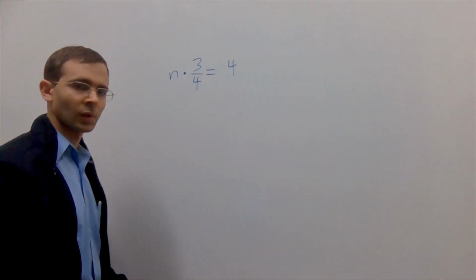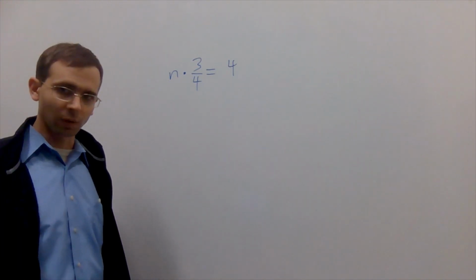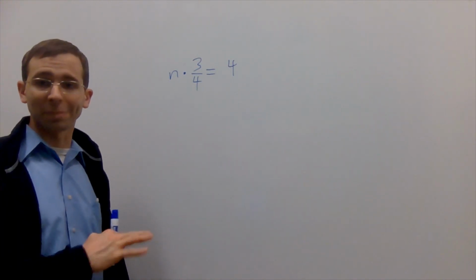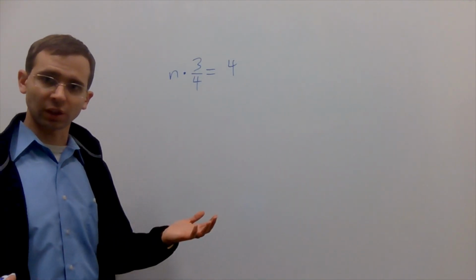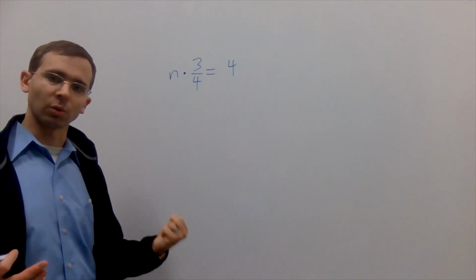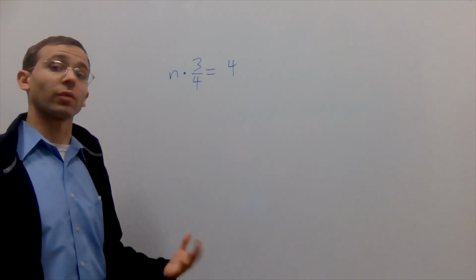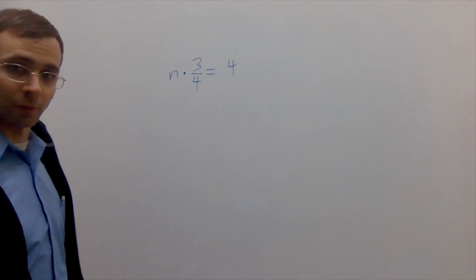Okay. The next important thing to take note of is your goal is almost always to get that unknown by itself. All right, so algebra allows us to move things around on either side of an equation, and our goal in doing that moving around is to get that unknown by itself. It's called solving for that number. Okay, so we're solving for n right now.